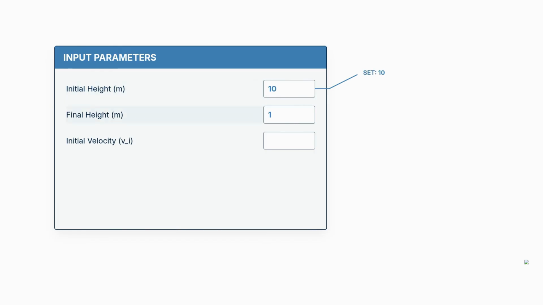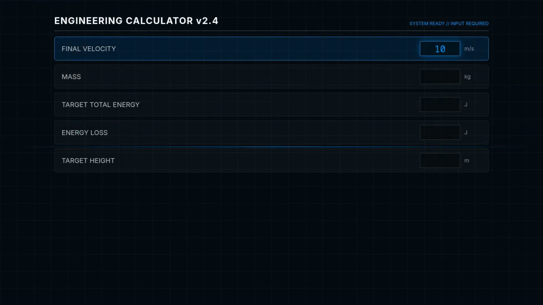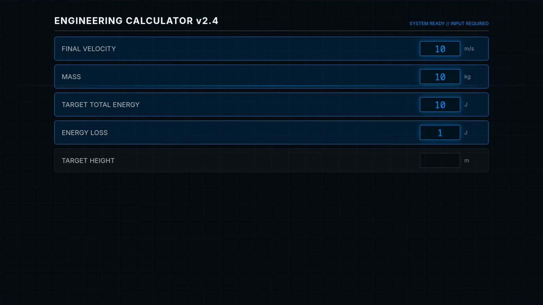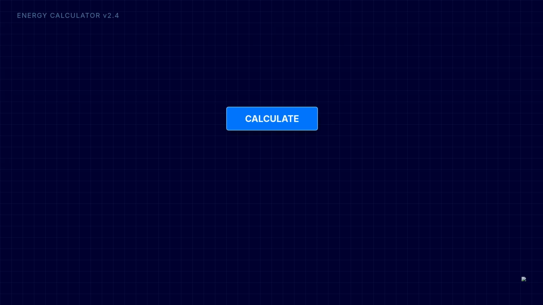Initial height 10 meters, final height 10 meters, initial velocity 10 meters per second, final velocity 10 meters per second, mass 10 kilograms, target total energy 10 joules, energy loss 10 joules, and target height 10 meters. After clicking Calculate, here are our results.